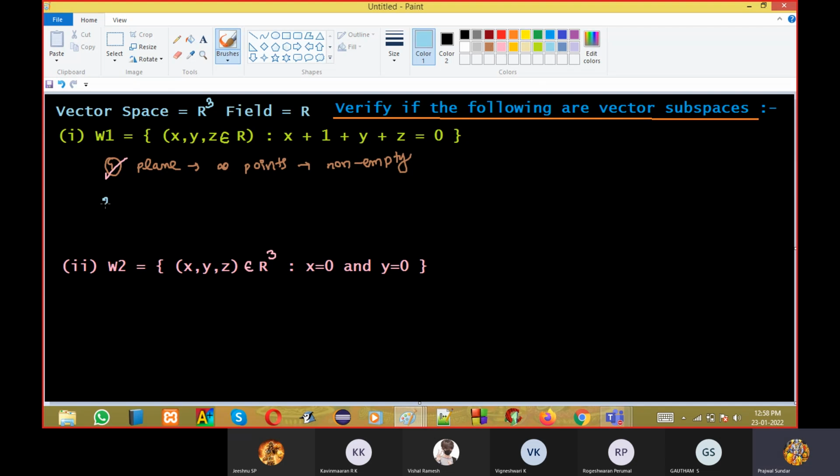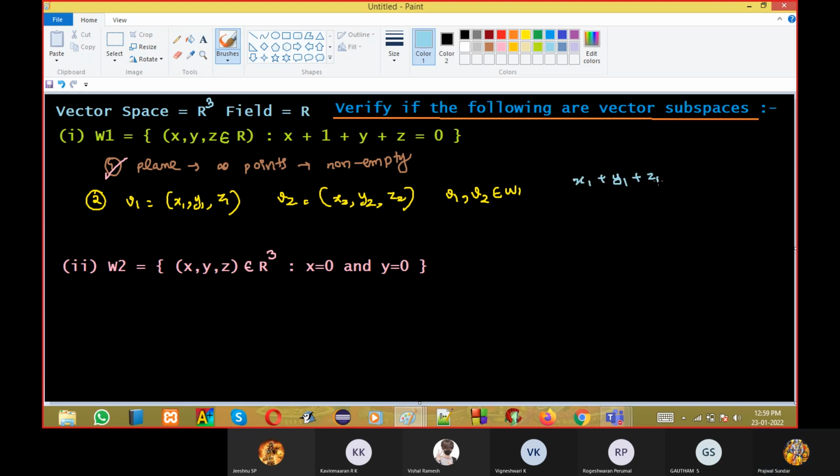You can take an example, but you can do it generally also. Take an example, I'm not stopping you, but if you do it generally it's better. What you will do: you take two vectors. Let v1 be equal to x1 y1 z1 and v2 be equal to x2 y2 z2, and I am saying v1 and v2 belong to w1. If they belong to w1, then they have to satisfy this property. If v1 belongs to this set w1, it has to satisfy this property. Similarly, if v2 belongs to w1, it has to satisfy this property.